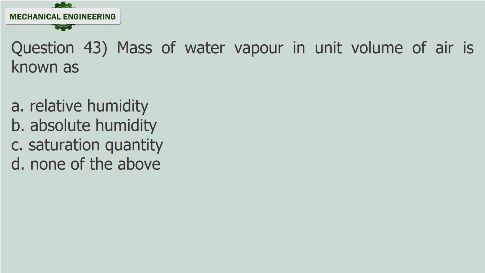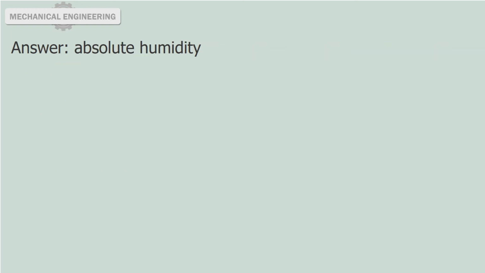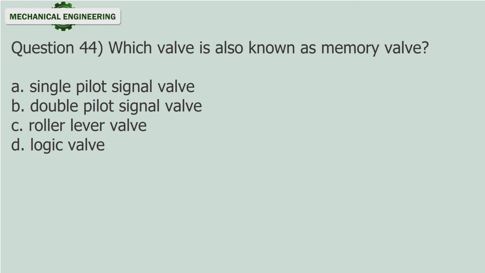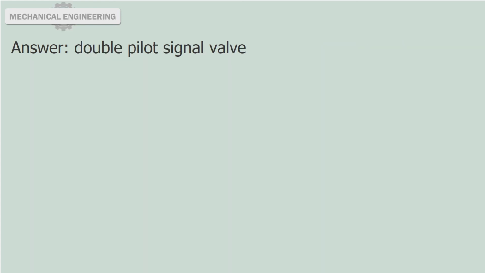Question 43. Mass of water vapor in unit volume of air is known as A. Relative humidity. B. Absolute humidity. C. Saturation quantity. D. None of the above. Answer: absolute humidity. Question 44. Which valve is also known as memory valve? A. Single pilot signal valve. B. Double pilot signal valve. C. Roller lever valve. D. Logic valve. Answer: double pilot signal valve.